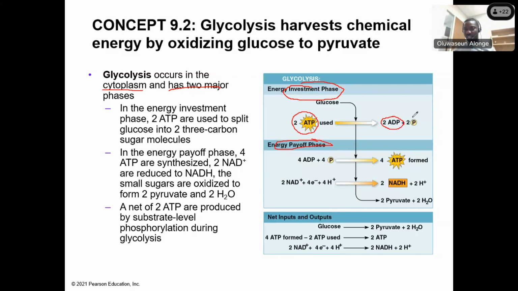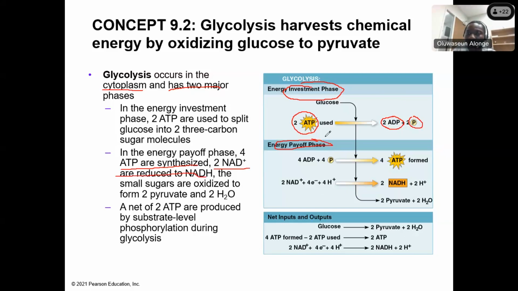Now this phosphate is ready to phosphorylate the process to give energy for the process to proceed. The process needs energy. However, it's an exothermic reaction because it's giving off more energy at the end than what is invested, right? So in the course of that, in the energy payoff phase, 4 ATP are now synthesized, 2 NAD plus are reduced to NADH. I will show you in a bit. The small sugars are oxidized to produce 2 pyruvate and 2 H2O.